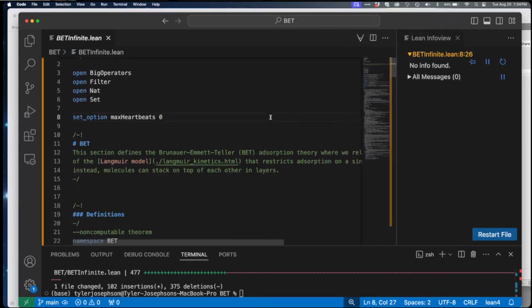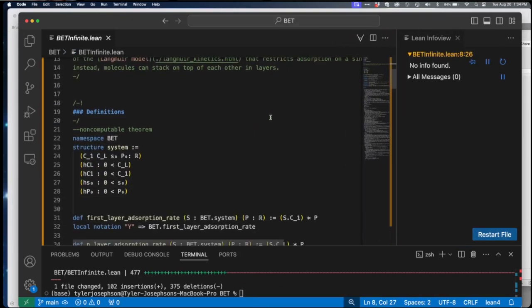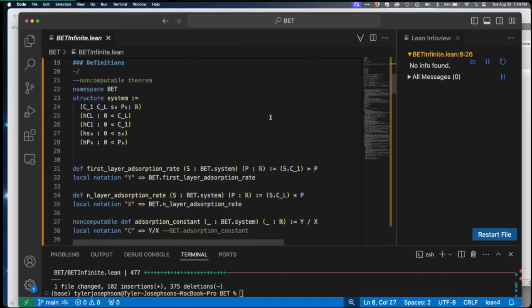Cool. Okay. So here is our code. And we started with a structure. So we've seen structures before. In this case, our structure defines the key variables as real numbers and also defines these inequalities. So this carries these propositions that we'll be using over and over again.